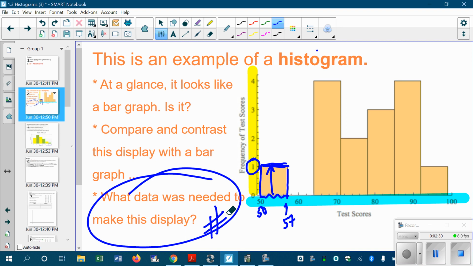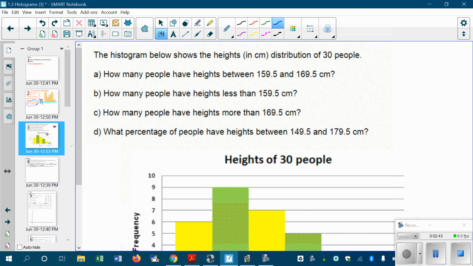So this is different from a bar graph. Remember, a bar graph is for categorical data. A histogram is used when you have quantitative data. That makes it a very different kind of graph. Similar in having bars, different otherwise.